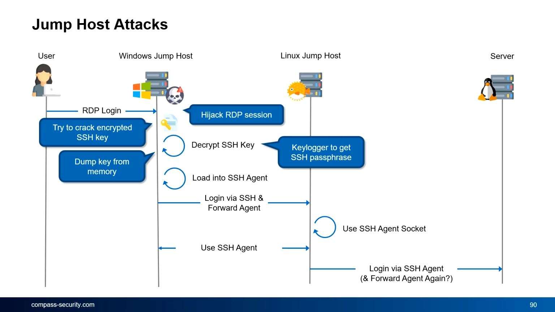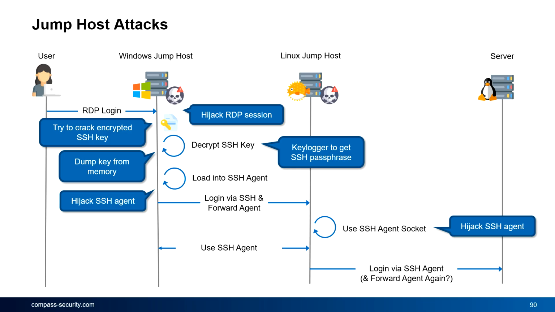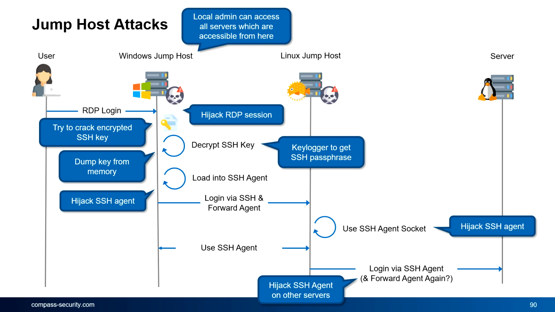The SSH key could also be dumped from the memory, and the SSH agent could also be hijacked. We will later see how this works. So this is for the attacks on the Windows system. Then on the Linux system we also have an attack surface, so the SSH agent could also be hijacked there. And of course, if Alice forwarded the agent over and over again to other systems, the agent could also be hijacked there.